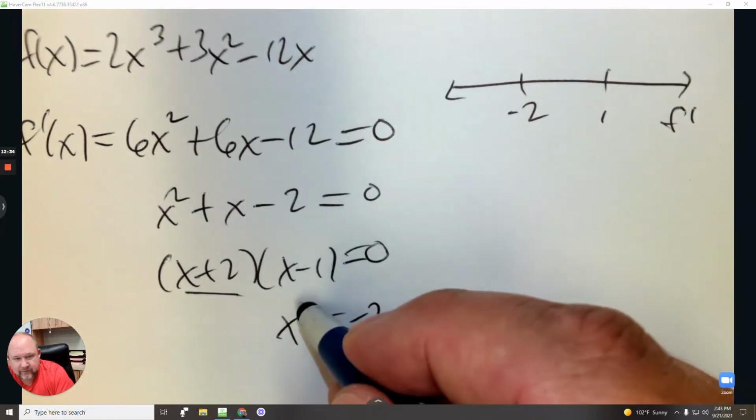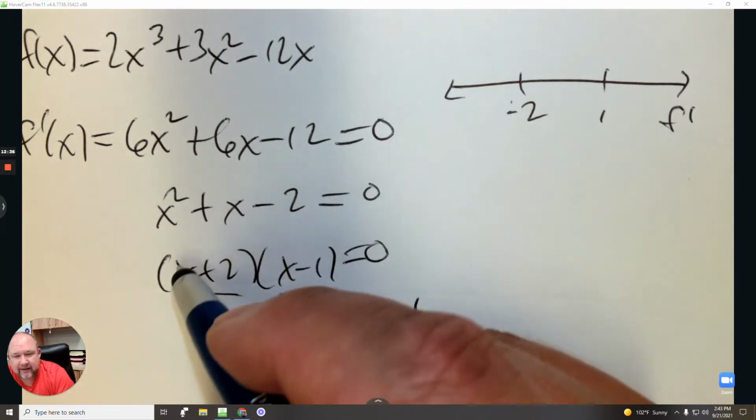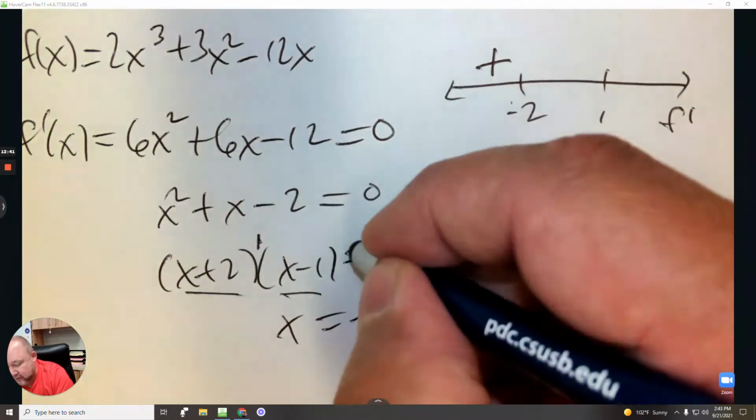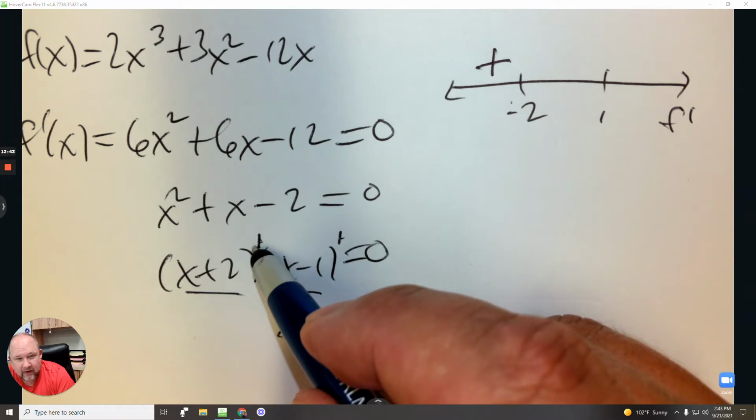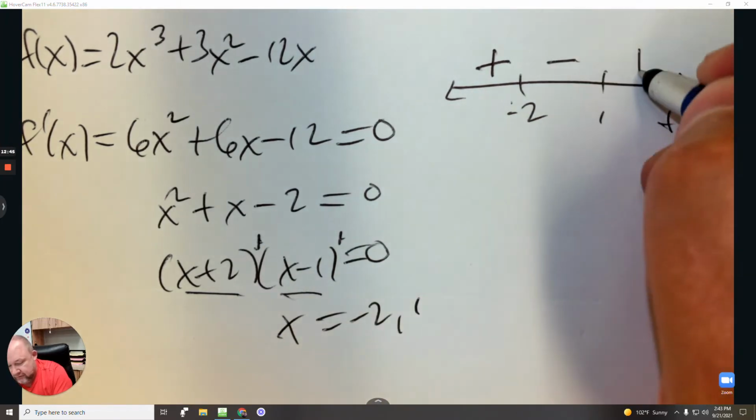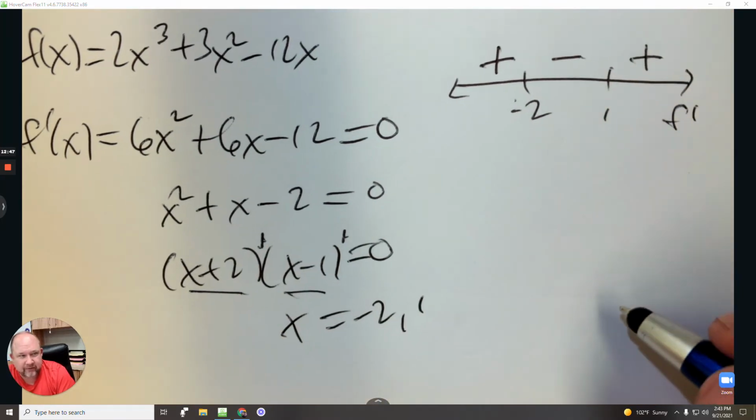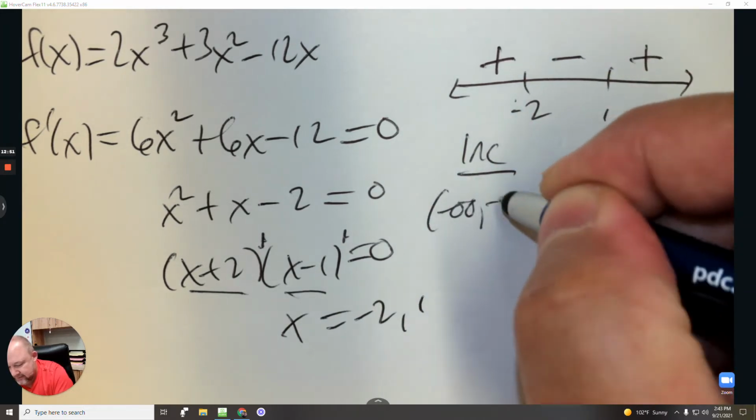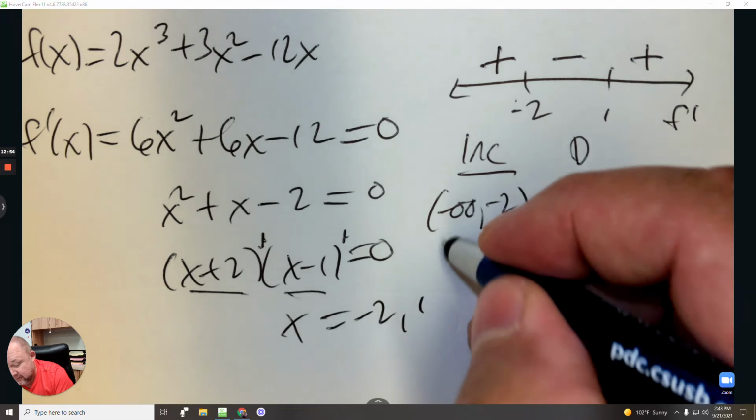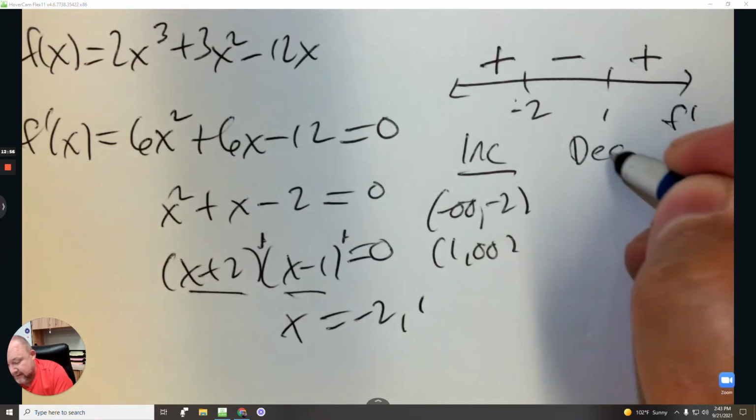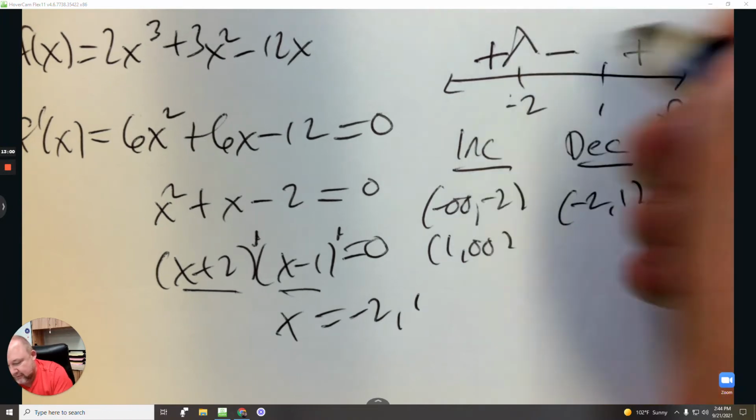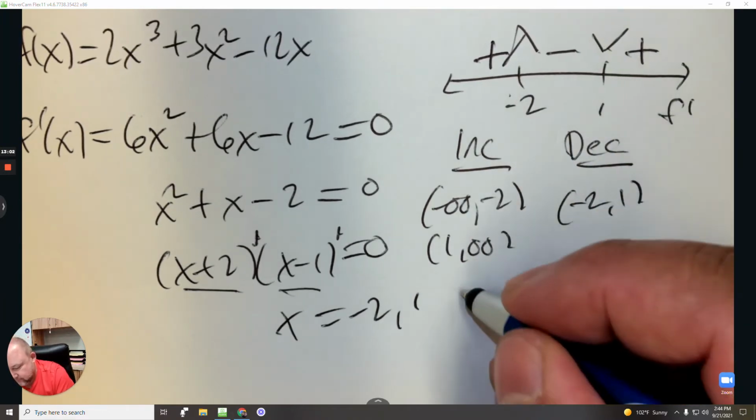Into this derivative, the factored form, if I plug in a negative number, a negative times a negative is positive. Now I'm going to do the multiplicity. It has an odd multiplicity. So the signs change with odd multiplicities. And so those are the signs. It's increasing from -infinity to -2. It's also increasing from 1 to infinity. It's decreasing from -2 to 1. This is a maximum and this is a minimum.